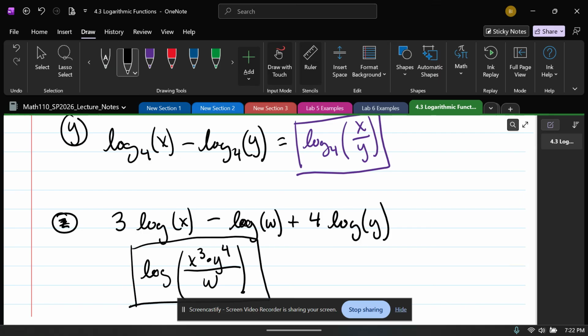And that's all you can do on that one. You condensed it into a single log. That's how you know you're done. You got only one single log. So when we condense those, there's only one log when you put them together. You don't have a log x, log y, log w. It's just that single log there with the stuff inside of it. Okay?